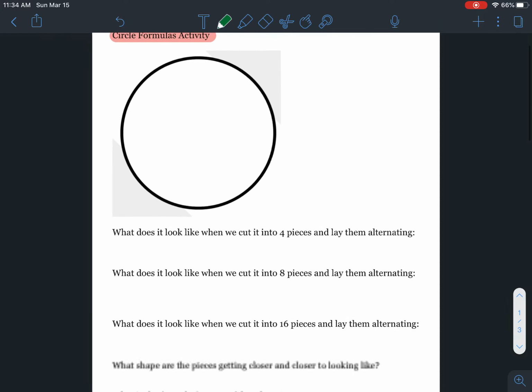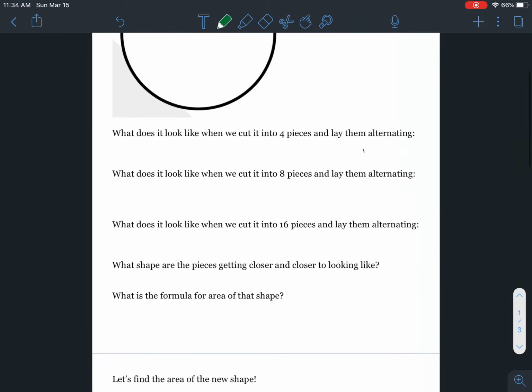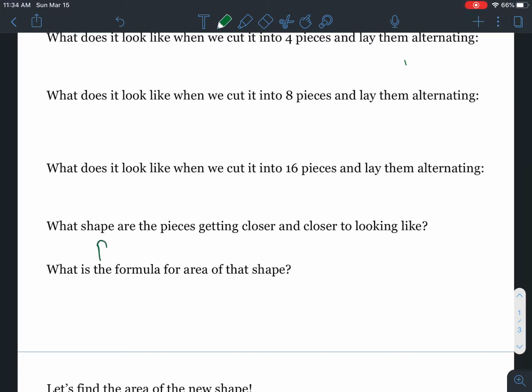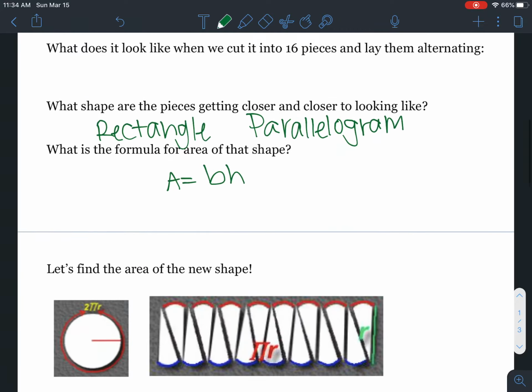We are going to skip this first part because that's what the video just showed you. But what shape are the pieces getting closer and closer to looking like? A rectangle or a parallelogram? So the formula for both of those could be area equals base times height. So we're going to use that.